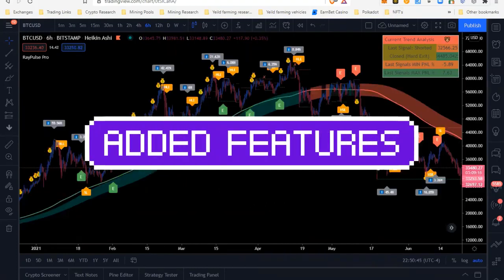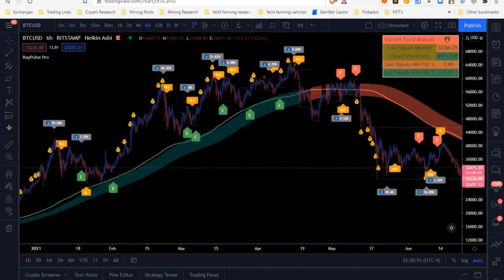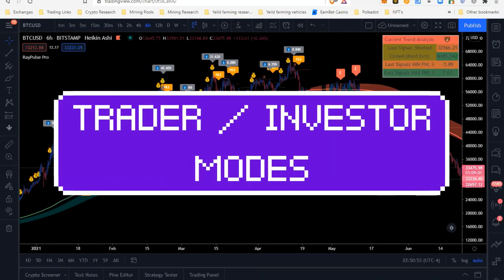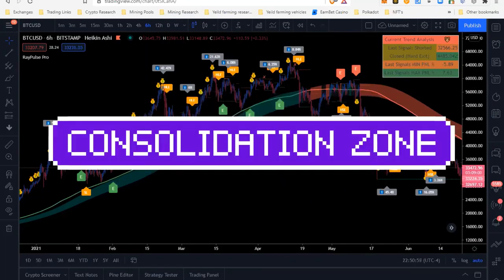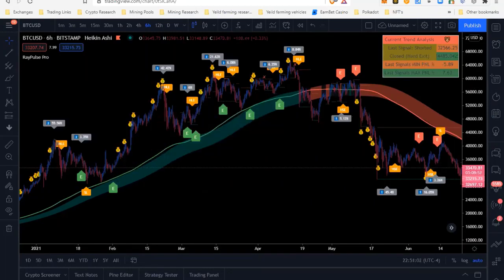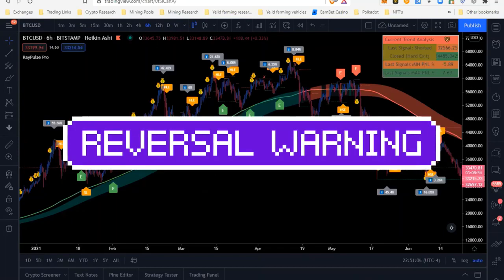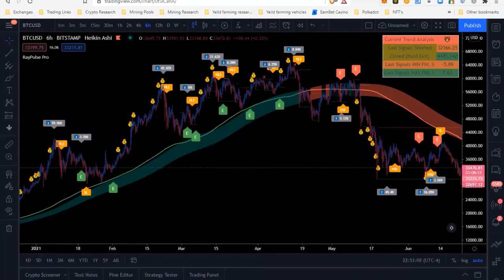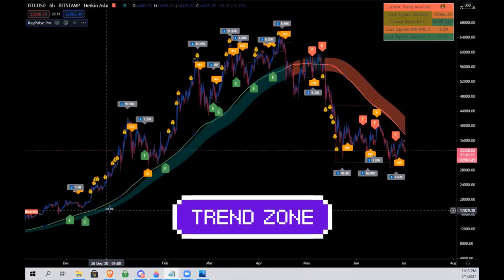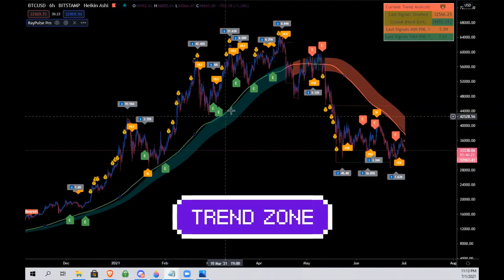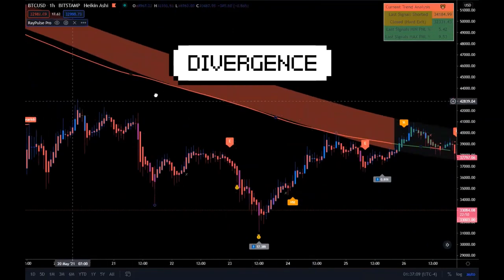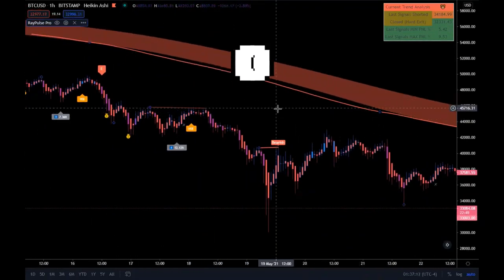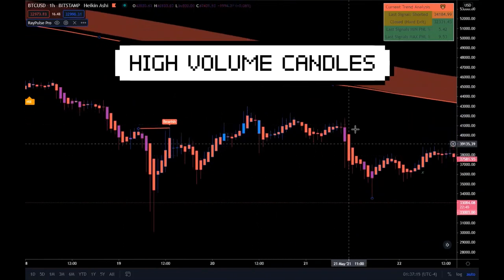So quickly, I'll go over some of the added features to the Pro version, and I'll go into each one of these more in depth throughout the video. But we have added both trader and investor modes to the Pro version. We've added suggested take profit areas. Also, we're showing the consolidation zone. And we're showing reversal warnings, which are represented by red and green X's. The Pro version also has a trend zone, which is represented by this red and green band that you see on my chart. In addition to that, we also have divergence warnings or indicators, as well as high volume candles added to the Pro version.